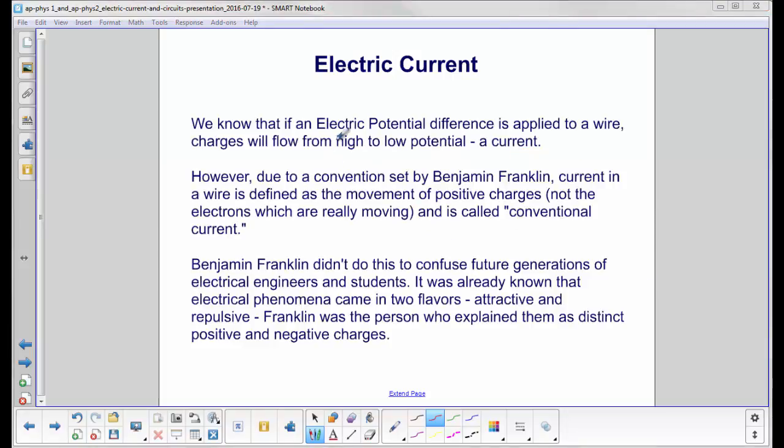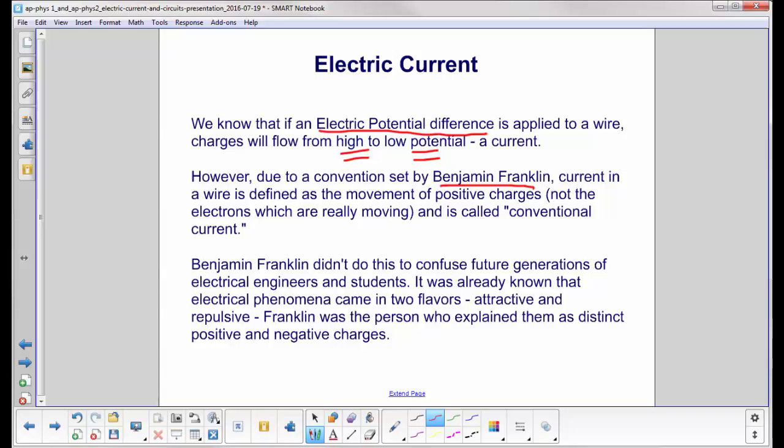We know that if an electric potential difference is applied to a wire or a conductor, charges will flow from high to low potential, which is a current. However, due to conventions set by Benjamin Franklin, we express current in a wire now as the movement of positive charges, not the electrons which are really moving, and we call that conventional current. You can see if you go from high to low potential, you're leaving the positive end of a battery. That means those are positive charges moving.